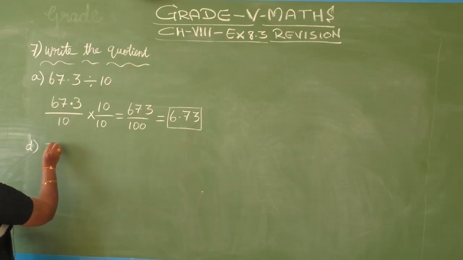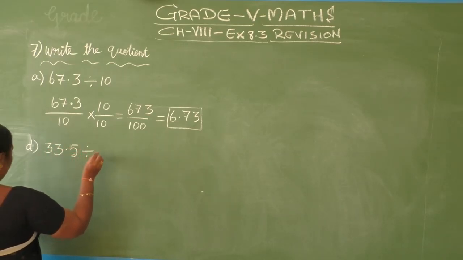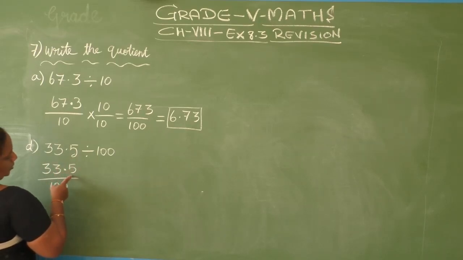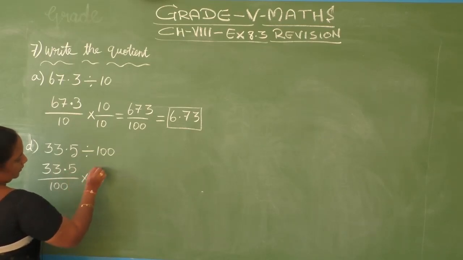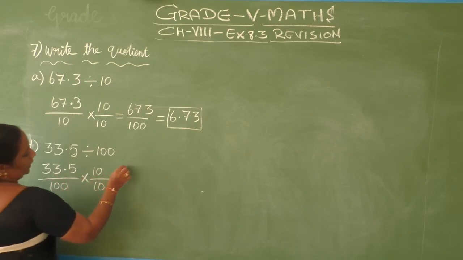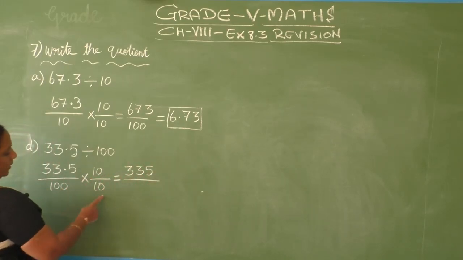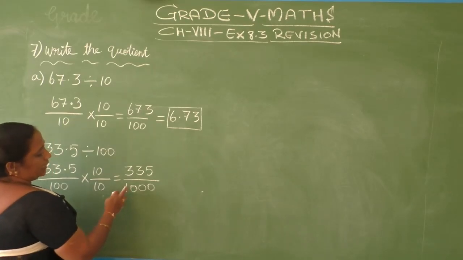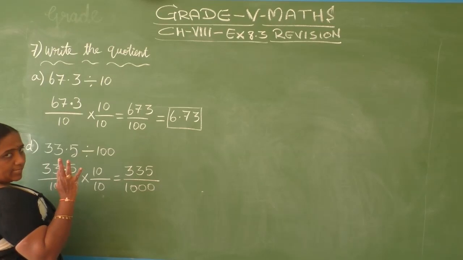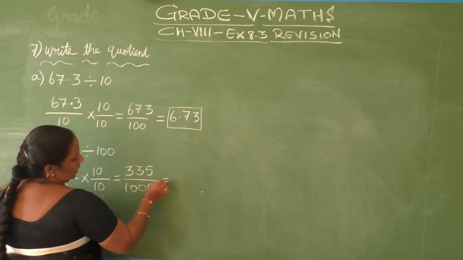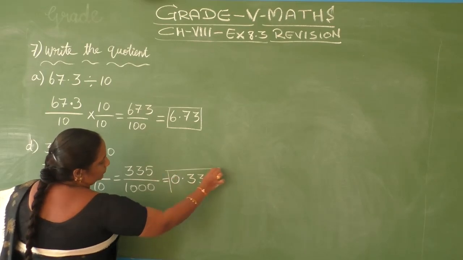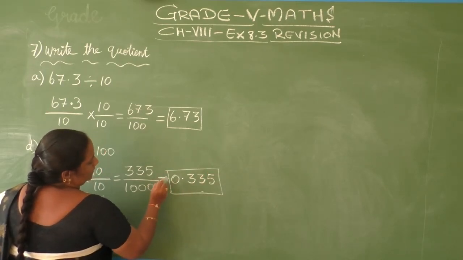D1 they gave 33.5 divided by 100. So 33.5 by 100. First we want to make this decimal number into a whole number. In the decimal part you have one place. So I am going to multiply this number by 10. So what will come? 335 divided by 100 into 10, 1000. See, if you have 1000 in your denominator, your division is very easy. That means 3 places will come in the decimal part, isn't it? 10th place, 100th place, 1000th place. So already here you have 3 places only. So we write 0.335. It's the answer. Okay? 0.335 is the answer. That's all.